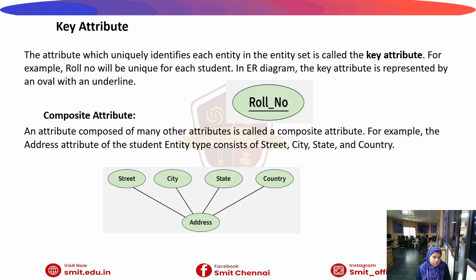What is a composite attribute? An attribute composed of many attributes, connected to other attributes, is called a composite attribute. For example, address. The address of that student consists of different attributes: state, city, area, country, and district. So these are different attributes composed in one attribute, connected to it.